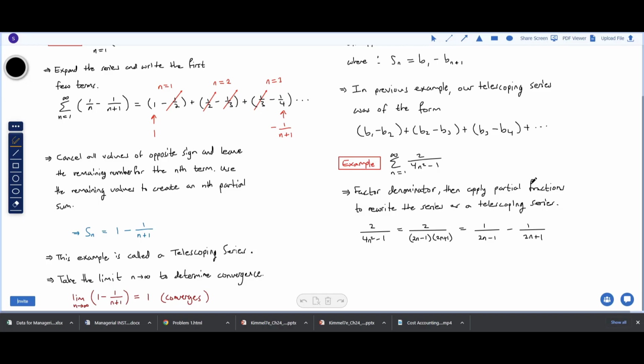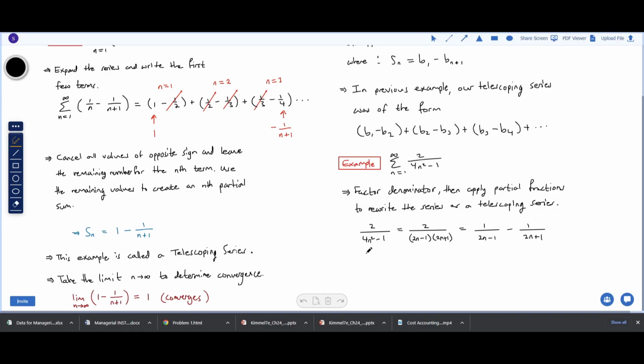So from this step to this step, it's just applying partial fractions, where we write the fraction as A over the first denominator plus B over the second denominator. Then we solve for the constants A and B. If you work it out, you get A equals 1 and B equals negative 1. So your partial fractions give you 1 over 2n minus 1 minus 1 over 2n plus 1. This is now a telescoping series because you're summing the difference between two terms.